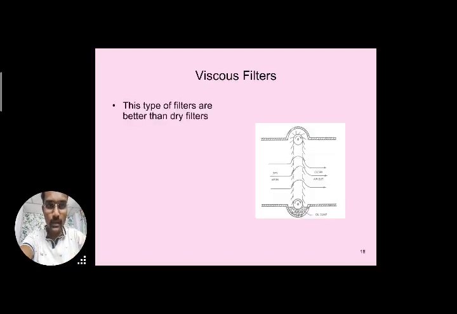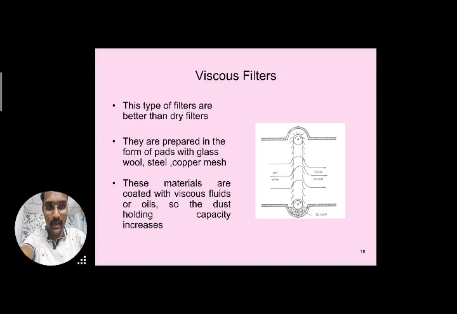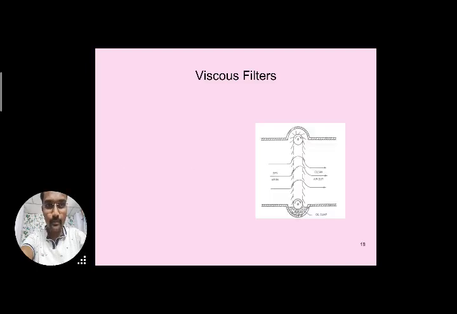If you observe here, these types of filters are better than the dry filters. They will absorb more dust compared with the dry filters. Generally these are prepared in the form of pads, made with glass wool, steel type of structure, or copper mesh. These are the materials used for these pads, and they are coated with viscous fluid or some oil, or may be dipped in the oil, so the dust holding capacity increases, as I already explained.